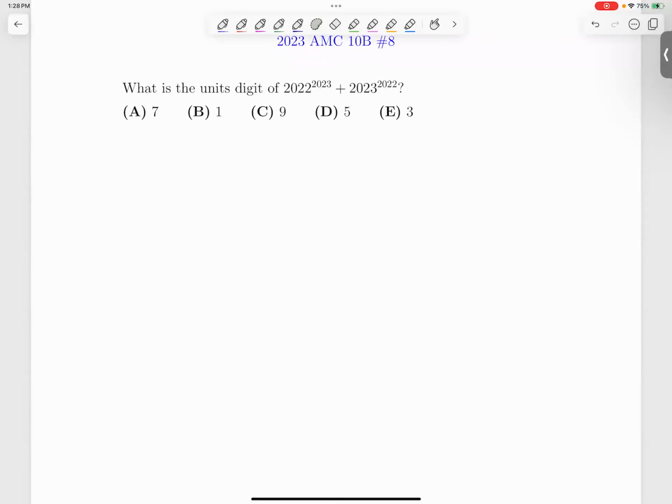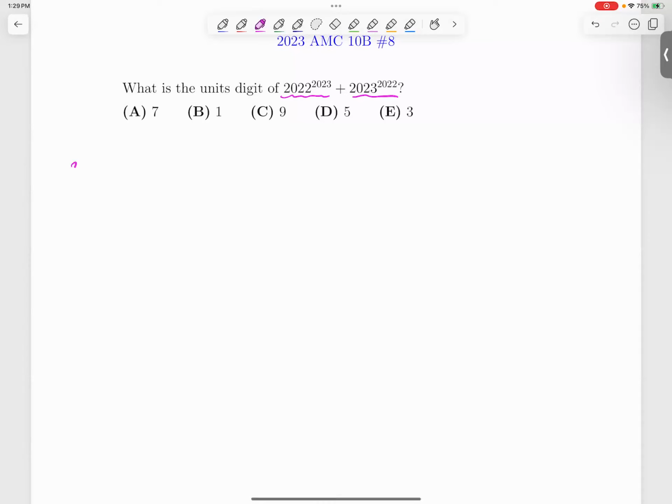What is the units digit of 2022 to the power of 2023 plus 2023 to the power of 2022? If we divide any number by 10, the remainder is the units digit. So this question is a modular arithmetic question. We have to find what this sum is congruent to mod 10. To find that, we have to split this sum into two numbers.